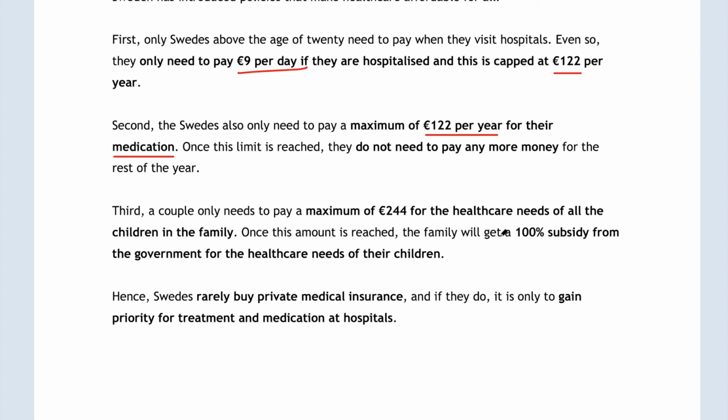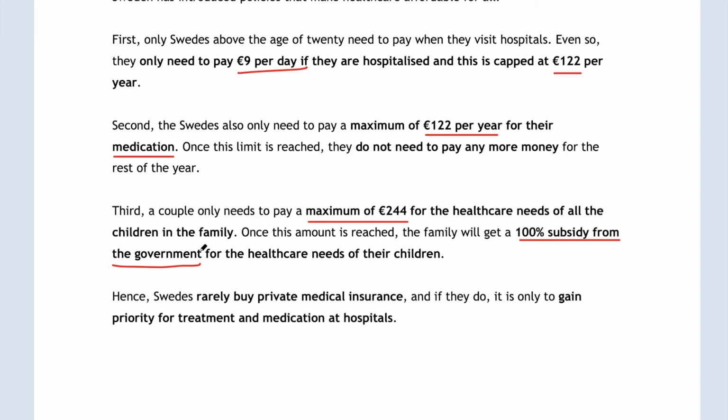For the children in the family, all the children in the family, the couple only need to pay a maximum of 244 euros. All the children in the family, maximum cost 244 euros. Once this amount is reached already, it is 100% subsidies for you from the government. So you don't need to pay any extra amount because the government will subsidize all the remaining costs for you. As you can see, there's simply no need for insurance at all. Even if they do, it's just to gain priority. That's all. Because really it is very affordable, right?